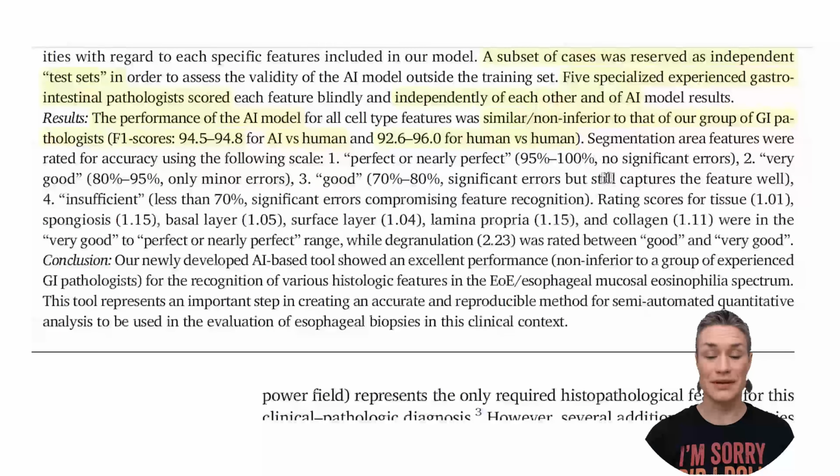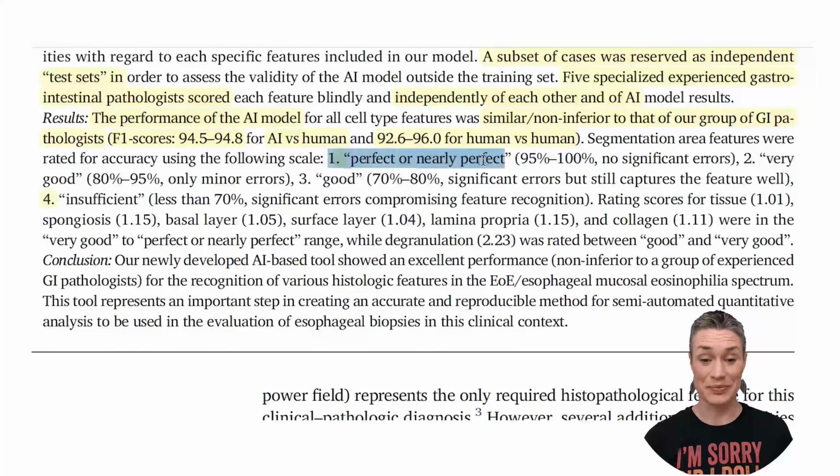Another interesting thing is they rated accuracy in a very pathology typical way. So they use a scale from 1 to 4. So 1 was perfect or nearly perfect, and it was 95 to 100, no significant errors. Whereas 4 was insufficient, but it was just under 70%. So like in the normal world, you would consider something that's 70% a pretty high score. Here, this is insufficient. So that's also an interesting reference when looking at accuracy. Where do I draw the line? So they drew the line at 0.7.